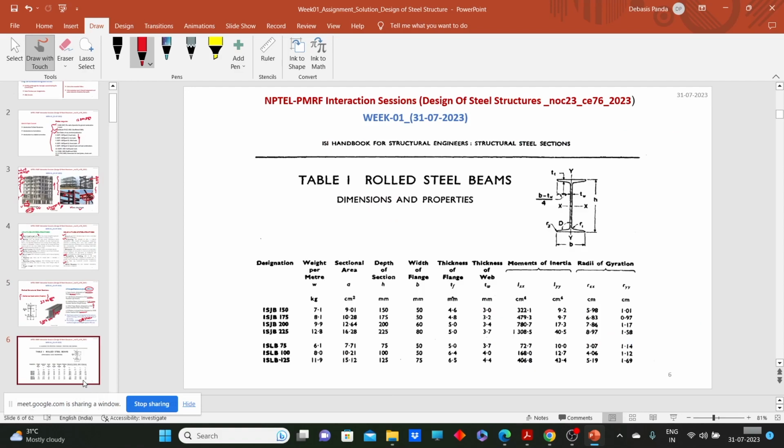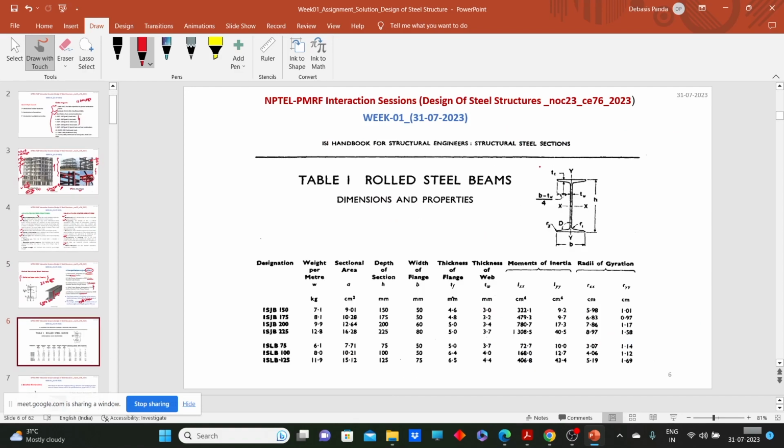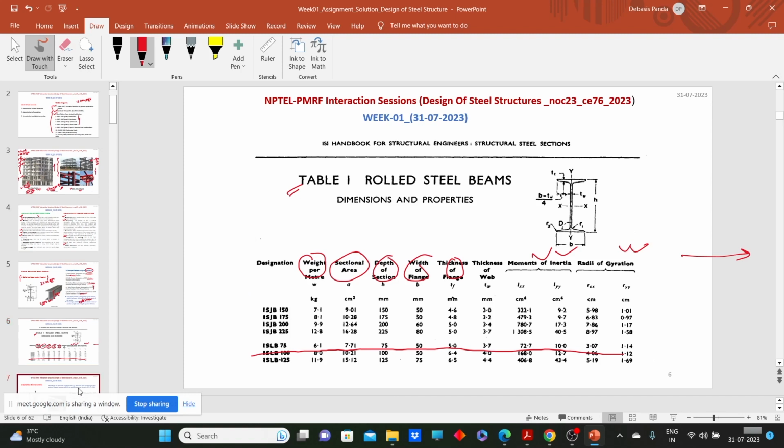As I said, all the specifications or properties are given in SP6. Here SP6 table 1 is for rolled beam sections. Say for example, we need to find the properties of the ISLB 100. We have all the properties like weight per meter, the sectional area, the depth of the section, the flange width, moment of inertia, radius of gyration, and also on the right side there is a page where other specifications are given. So these specifications are readily available in our code.